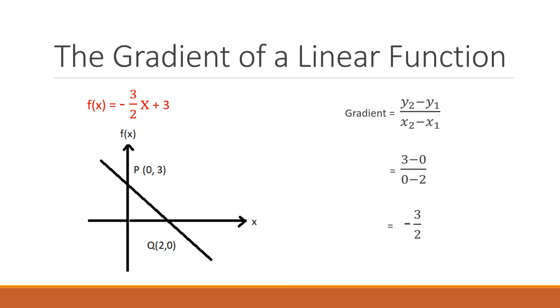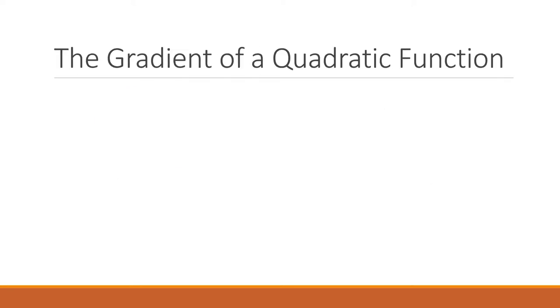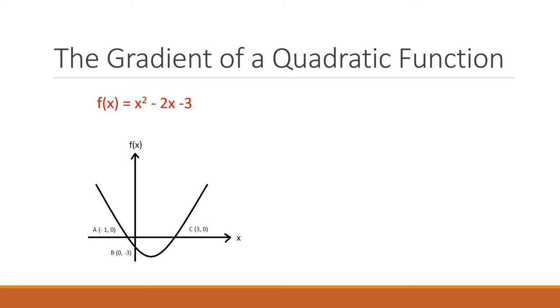Okay, now, what if we're talking about the gradient of a quadratic function? Let's say this is my quadratic function. A quadratic function means the highest power of x would be x squared. And this would be the graph that comes with it. In this graph, I've highlighted 3 points that I want to make note of. Point A, which is negative 1, 0, the first root of this function. Then point B, which is the f(x) intercept. And then point C, which is the second root of this function. So I have these 3 points.